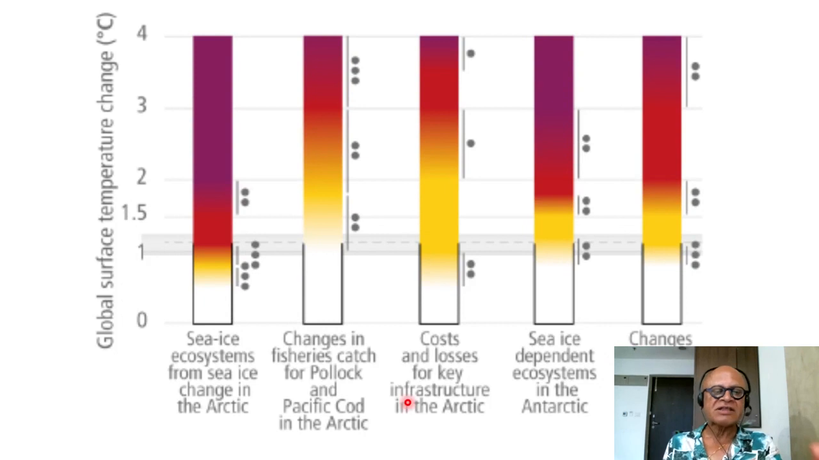Looking at the Arctic and Antarctic: sea ice ecosystems from sea ice change in the Arctic. Already we are butting up against the risk. Serious losses have already occurred. For changes in fisheries catch for pollock and Pacific cod in the Atlantic, there is still some room here, but it very quickly gets to high risk if we go beyond 3 degrees centigrade. Costs and losses for key infrastructure in the Arctic. Sea ice and sea ice dependent ecosystems in the Arctic. Changes in krill fisheries in the Antarctic.